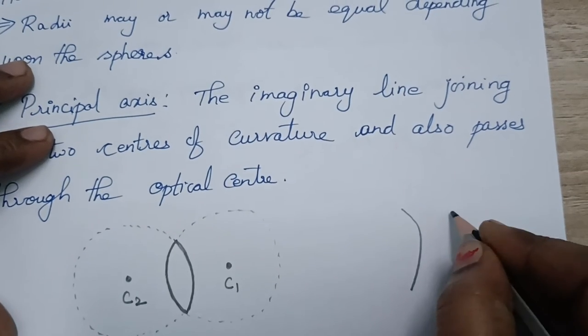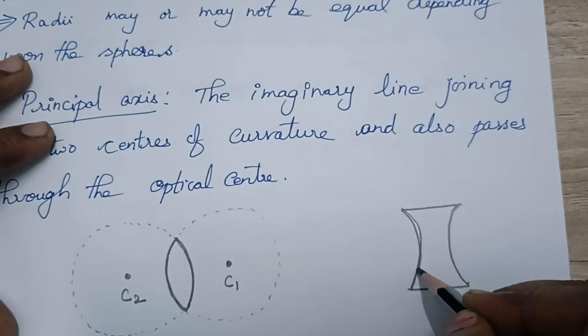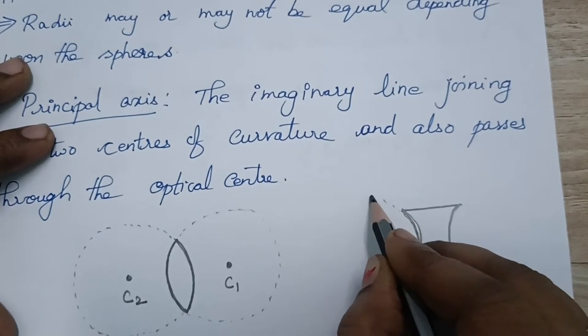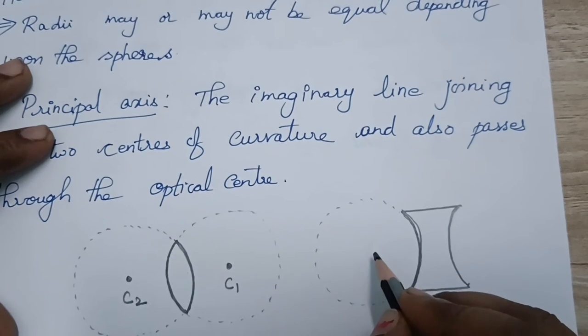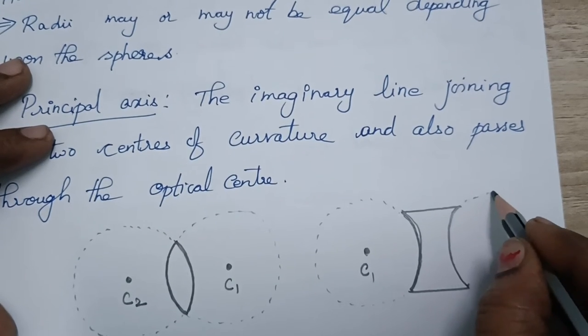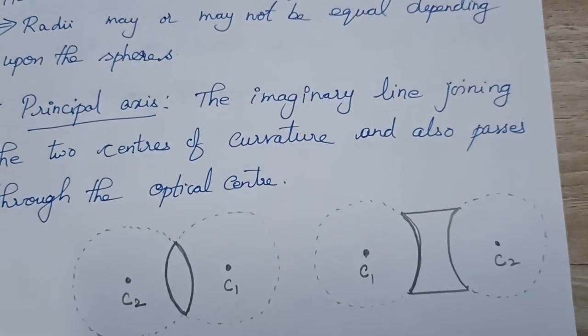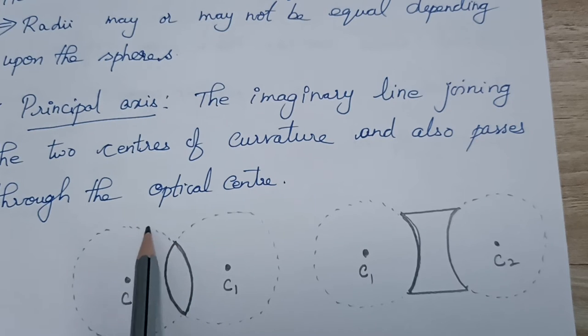And likewise for the concave lens, you will have two centers. This part is a part of this imaginary sphere. So it will have some center. This is C1. Here, this second part is a part of a sphere. This sphere has a center. This is your C2. Clear? These are the centers of curvature. It is the center of the imaginary sphere. Here, this is the part of the sphere, and this is the part of this sphere. Clear on this? So, it has two centers of curvature.